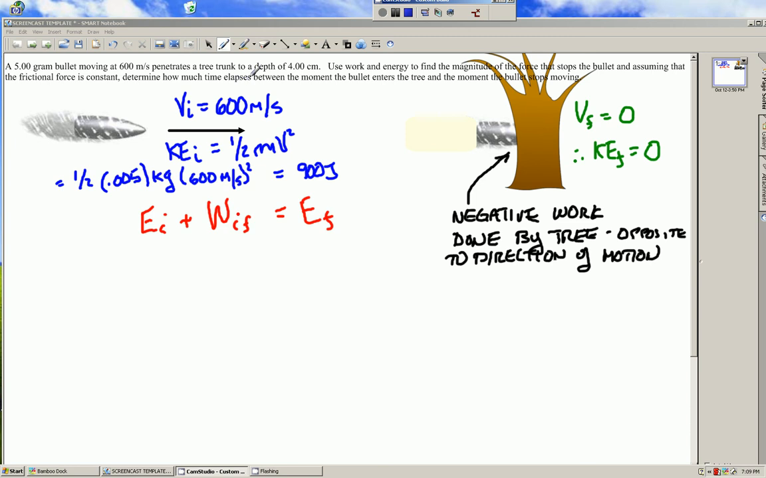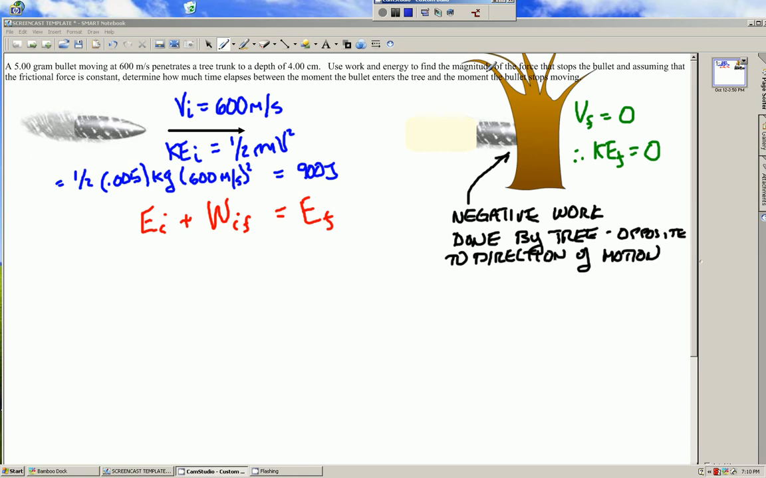This is a screencast of extra credit problem number 11 from problem set 6-5. Here we have a 5-gram bullet moving at 600 meters per second, penetrating a tree trunk to a depth of 4 centimeters. It says to use work and energy to find the magnitude of the force that stops the bullet, and assuming that the frictional force is constant, determine how much time elapses between the moment the bullet enters the tree and the moment the bullet stops moving.